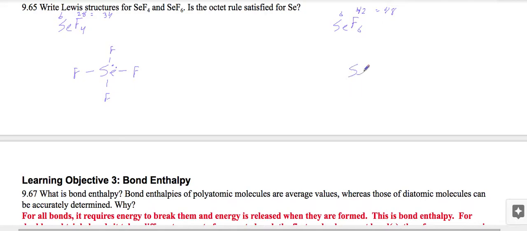We have selenium with the 6 fluorines on it. We have 48 valence electrons total. 1, 2, 3, 4, 5, 6 times 8. There's all 48, and so we're good there.